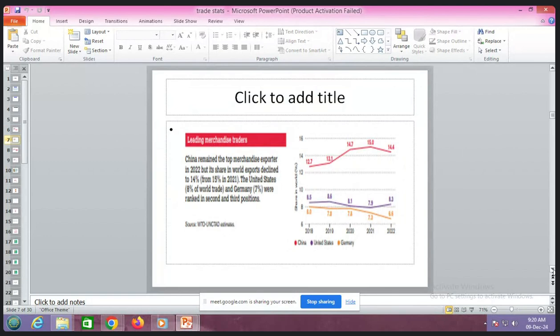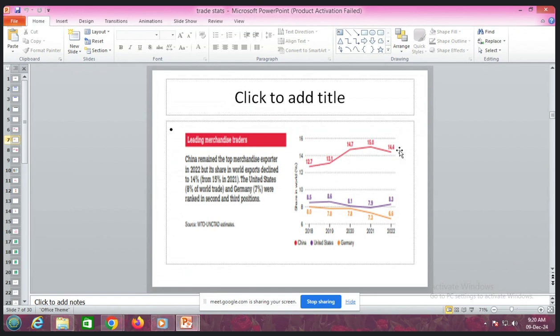So when you look at which countries in the world are the top exporters of exports in the world, you can see here the red one is the Chinese economy. So you can see here China remained at the top of merchandise exporters in 2022, but its share in world exports declined to a small extent. United States is almost half, at 8% of the world trade, and Germany just follows it. They were ranked in second and third position.